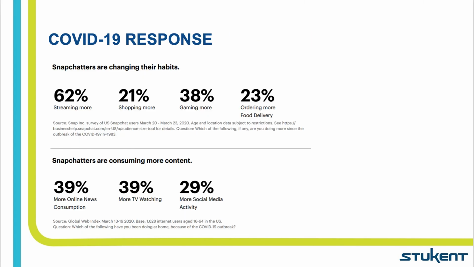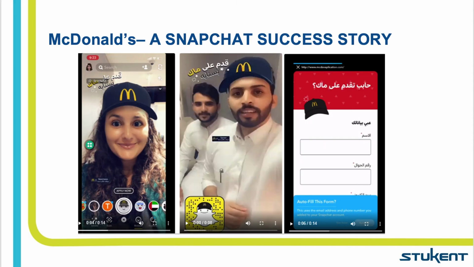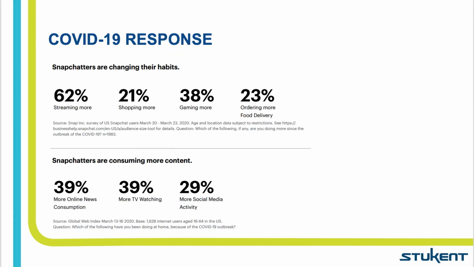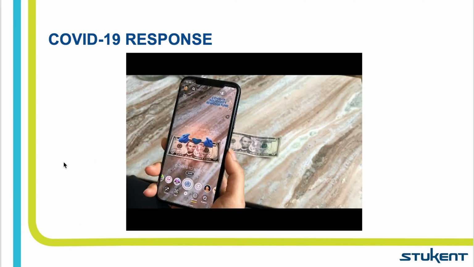Their COVID response, more people sitting around, holding their devices, trying to see what's up. They're bored, so they had 62% more streaming, 21% more shopping, 38% more gaming, and 23% more ordering food delivery. How about that? Success story. McDonald's was selling stuff on Snapchat. Snapchatters are consuming more content, 39% more online news consumption, 39% more watching TV, or at least in small bits, and 29% more social media activity because people had more time when they were locked down.